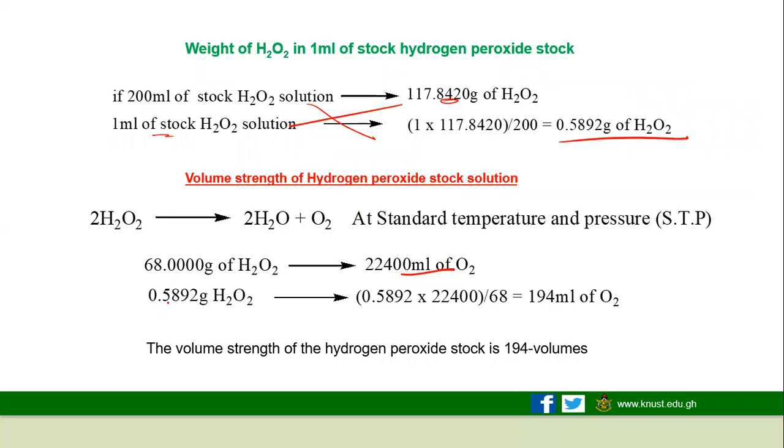Then 0.5892 corresponds to us. So we'll do another cross multiplication here, and then we get 194 mLs of oxygen gas, right? Now, this 194 mLs of oxygen gas becomes the volume strength of what? Of the peroxide. It becomes the volume strength of the peroxide, such that if you take 1 ml of the peroxide, it will decompose and give you this amount of oxygen gas in mLs, right?